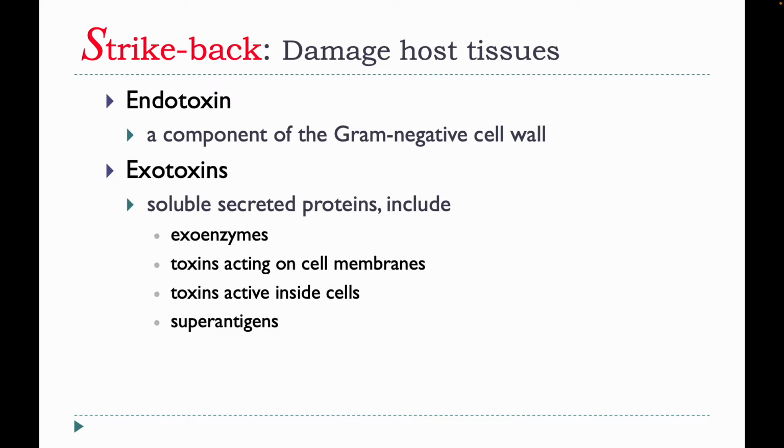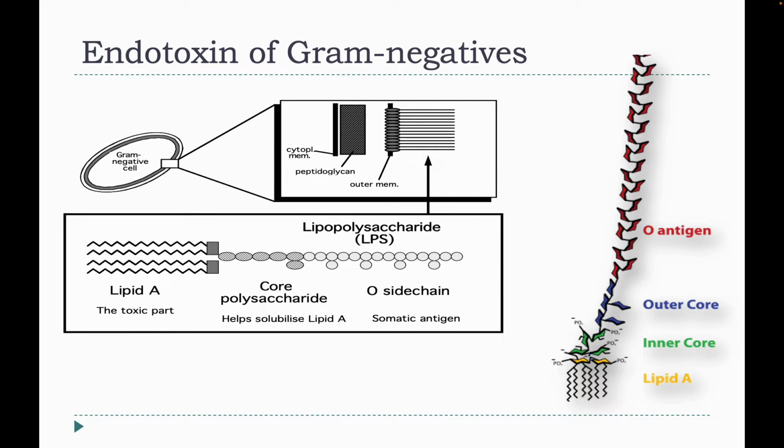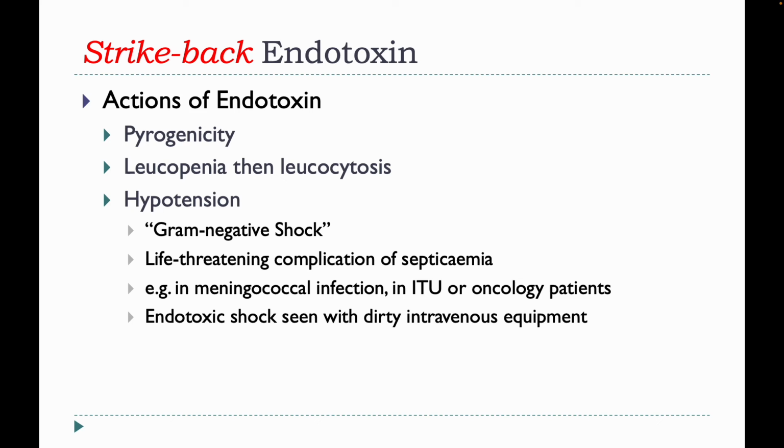Strike back. Okay, so what about actual aggressive virulence? Endotoxin is a key component in many bacteria, and then there are the exotoxins. There's this key difference between endotoxin and exotoxin. The exotoxins are soluble secreted proteins, whereas endotoxin is a component of the bacterial cell wall. Endotoxin is a key component of gram-negatives, and it is able to trigger, particularly the lipid A part, the toxic part, a number of effects.